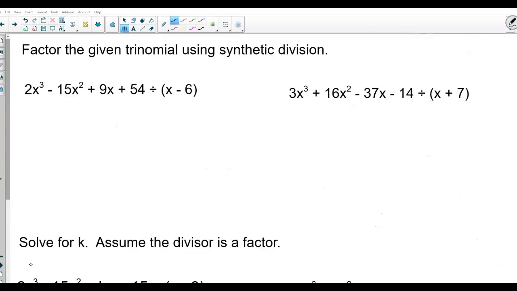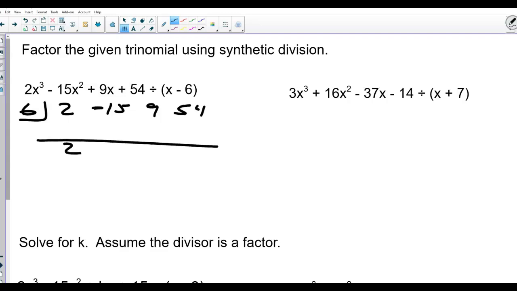Factoring using synthetic division. What number makes this divisor equal to 0? 6. That's what goes in the box. 2, negative 15, 9, and 54. Bring the 2 down. That's 12, negative 3. Negative 18, that's a negative 9. Negative 54, and there's our 0.